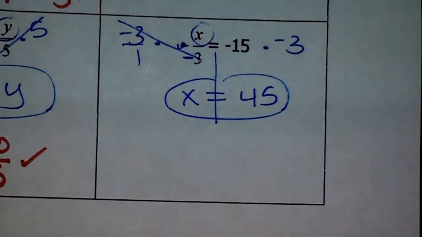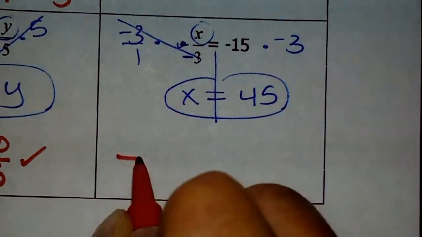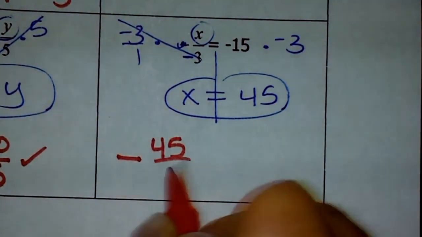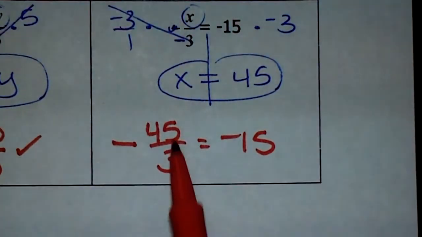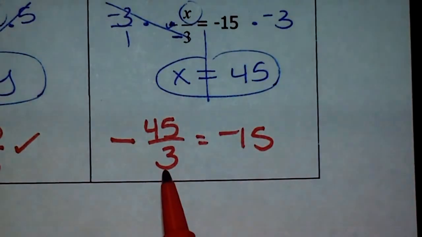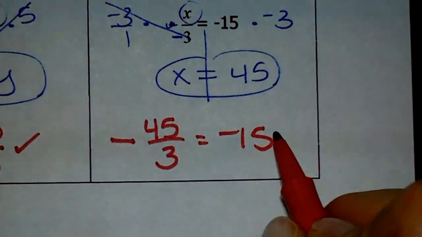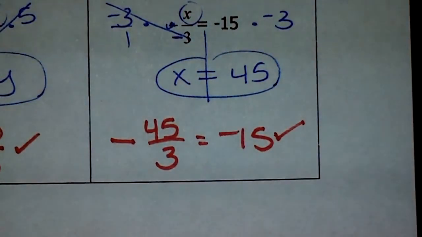To make sure that we're right, the original problem said the opposite of x over 3 is supposed to give me negative 15. The opposite of 45 divided by 3. Well, 45 divided by 3 is 15, and the opposite of 15 is negative 15. We're right. You are done.